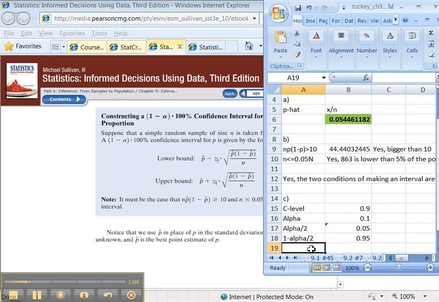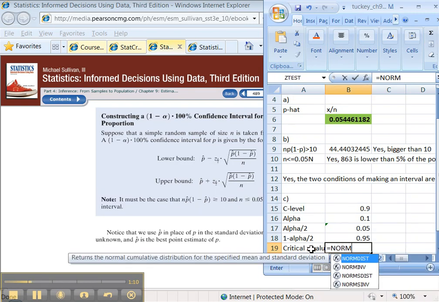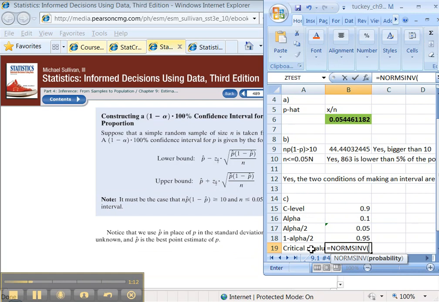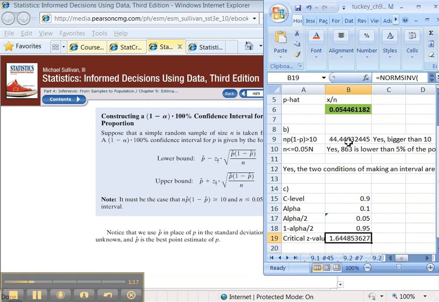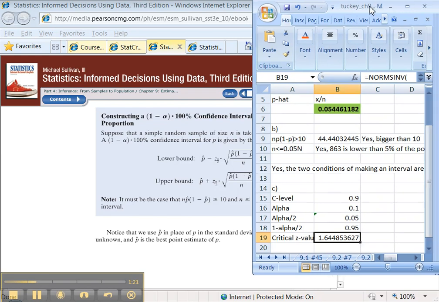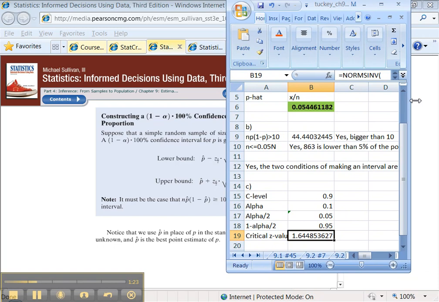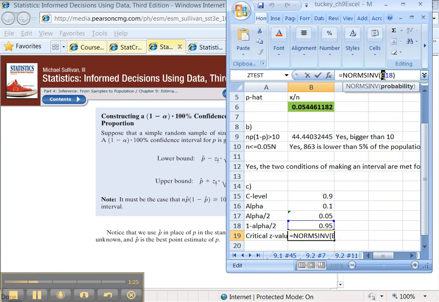All right, so the critical z value would be equal to NORM.S.INV of that cell right there. Again, I've done it several times where I just typed 1 minus inside here. Let me show you. So you could type B18, or you could have done 1 minus B17. That would have worked too, right? Same thing. All right, now we've got all the components.